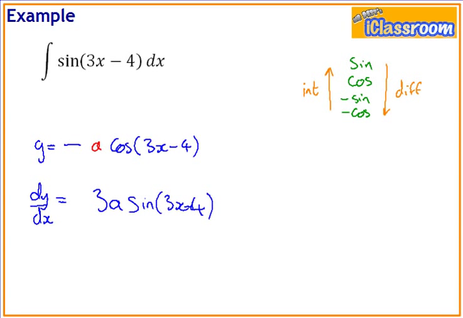All I need to do now is compare my coefficient, because I want 3 lots of a to be equal to 1. So in this case, we better let a equal 1/3. If a equals 1/3, we then know that our integral is going to be minus 1/3 of cosine 3x minus 4. And of course at this point we should not forget this is an integration, so we must involve our constant of integration, which is going to be c.